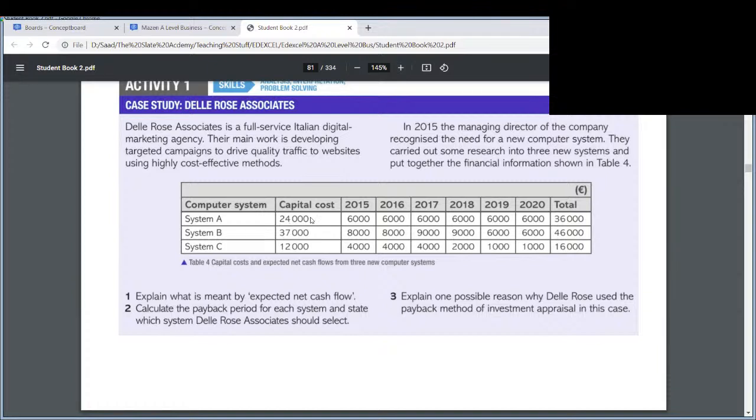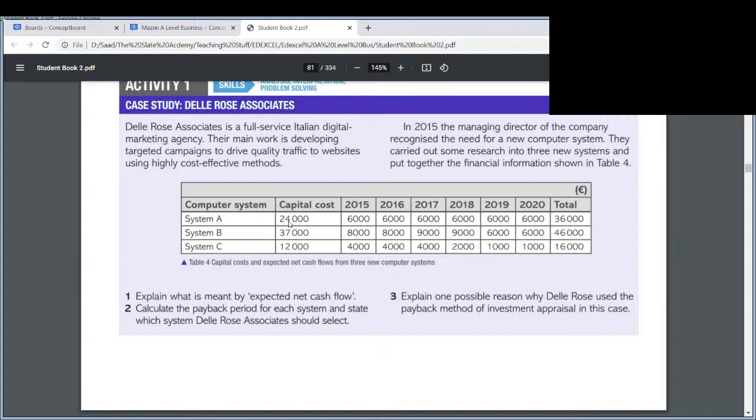I'll repeat it. So these are all the cash inflows, and total cash inflows are 36,000, like how much money the company made. And to make this 36,000, you need to make an investment of 24,000.